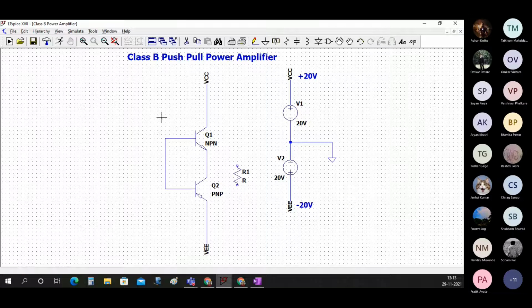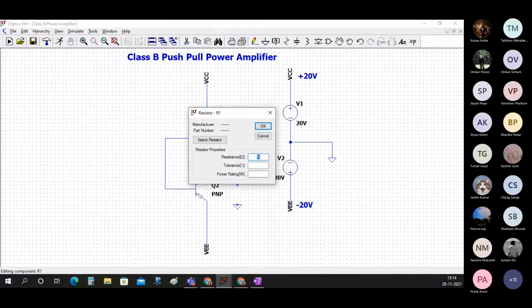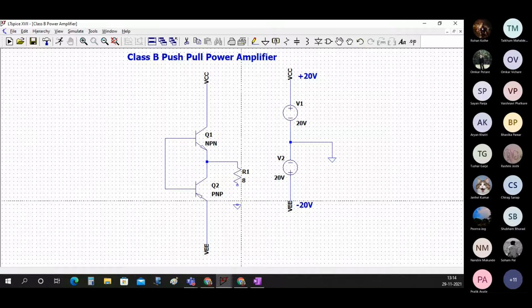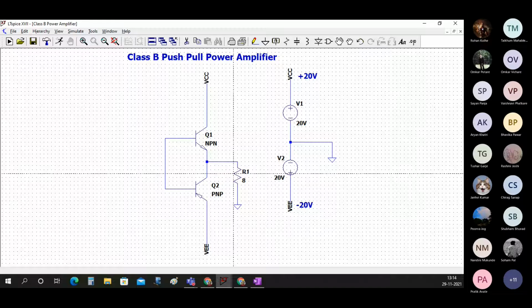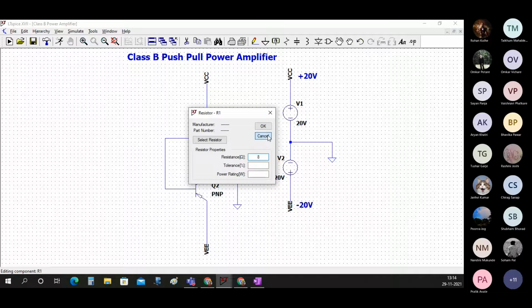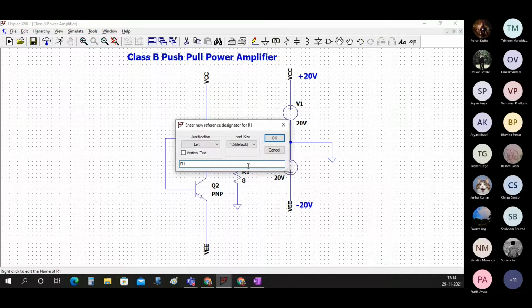This is our load, and generally the speakers are in the range of 8 watts or 4 watts or 2 watts. So let's just write an 8 watt, 8 ohm speaker. The value of this resistance is just 8 ohms, and we can name it as load resistance RL.